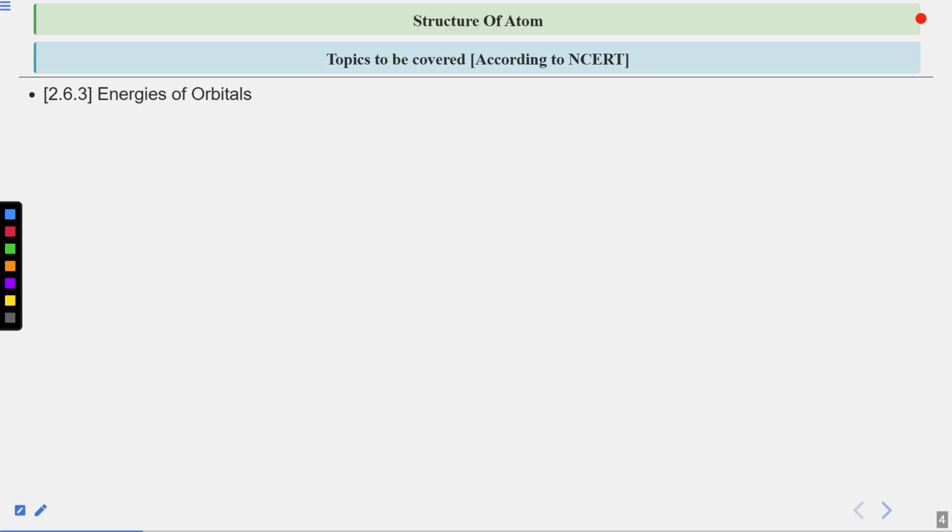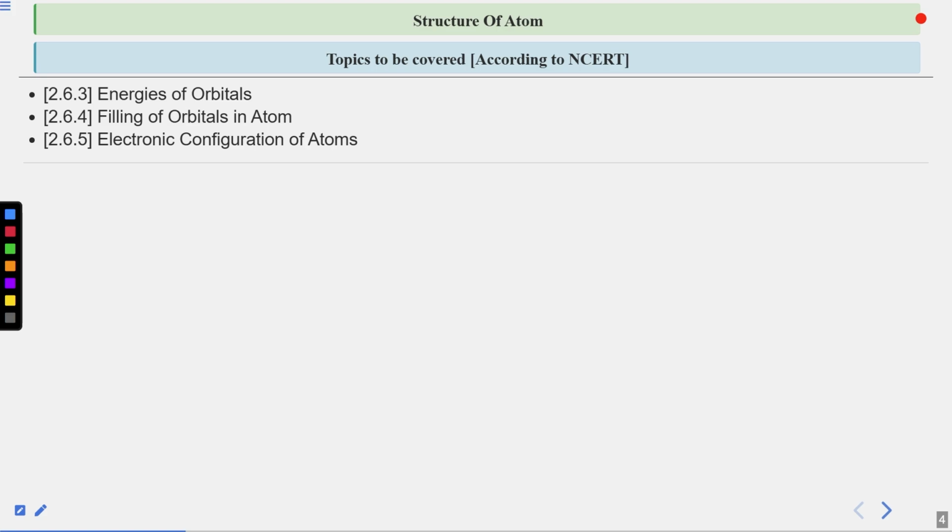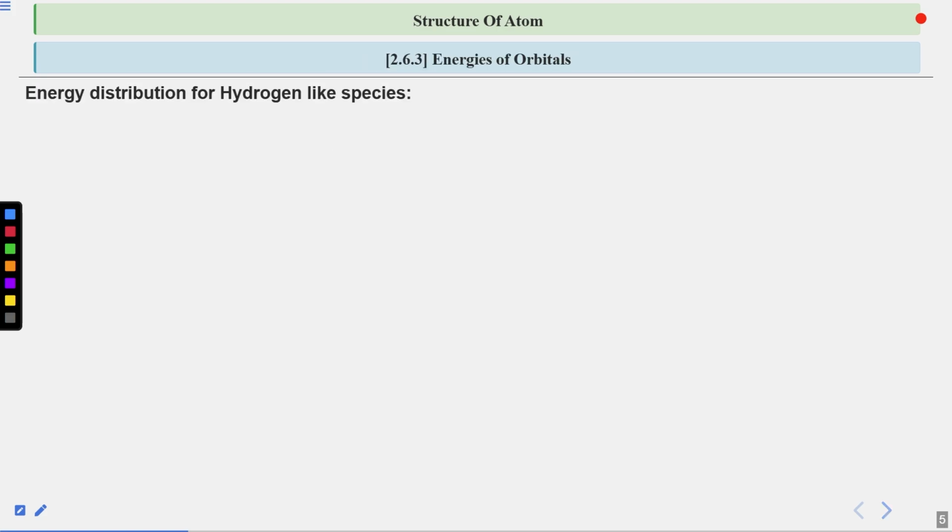So our subtopics would be, first, the energies of orbitals. Before studying all these rules of filling the electron, we will try to compare the orbitals' energy with each other. Second, we will see the filling of orbitals in the atom. Third is the electronic configuration of the atoms. So moving on to the first topic, which is energies of orbitals.